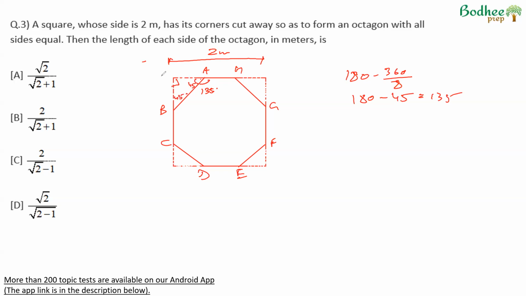Suppose we say this is P. If AP is X, AB also has to be X. And therefore in triangle APB, AB has to be root 2 X. A right angle triangle with 2 sides X.